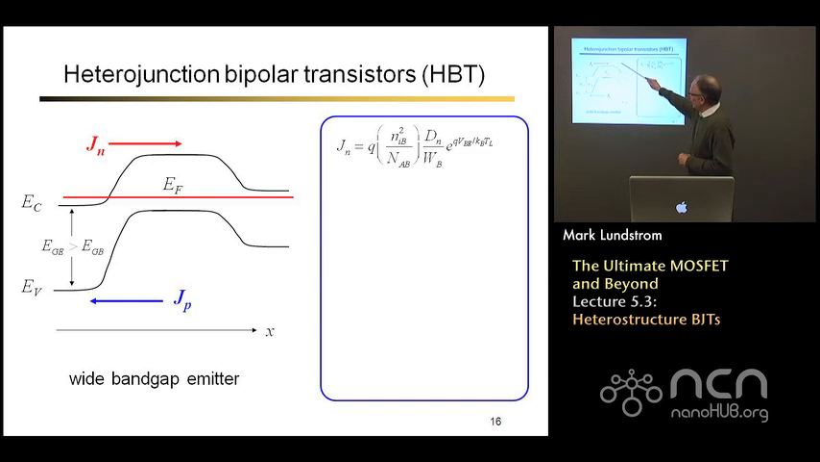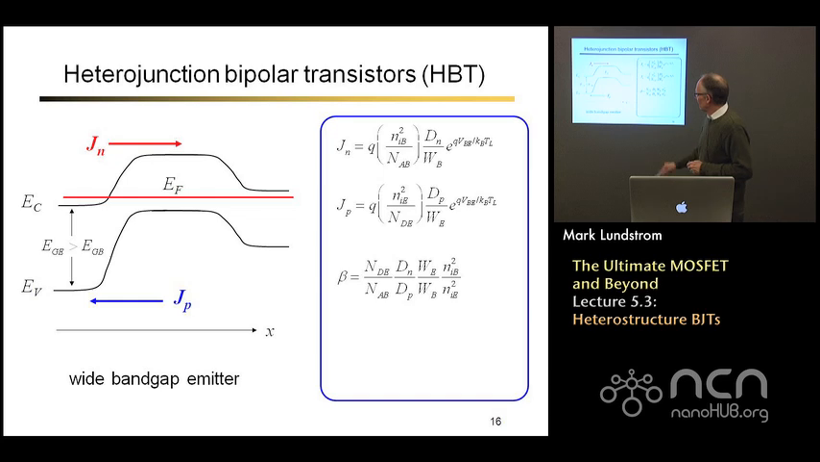The current that we want is the electron current, which gets injected into the base and comes out the collector. That's proportional to Ni squared in the base. The current that we don't want, that lowers the beta, is the back-injected hole current, and that's proportional to Ni squared in the emitter. Well, the ratio of those two currents gives us beta. If the emitter and base are made out of the same materials, the ratio of Ni squared is 1.